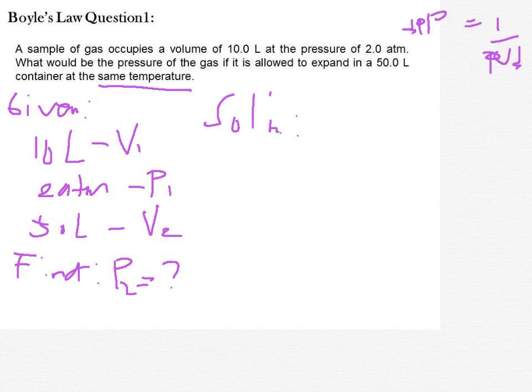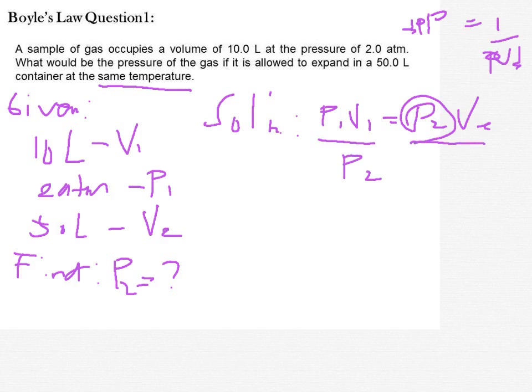For our solution, we start with the given equation: P1 V1 is equal to P2 V2. Since we are looking for P2, all we have to do is derive the formula for P2. To derive the formula, we divide both sides by V2. Since V2 is present in the numerator and at the same time in the denominator, we cancel them both.